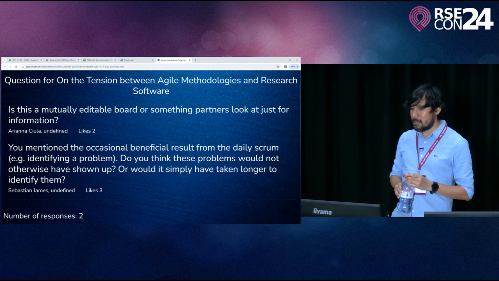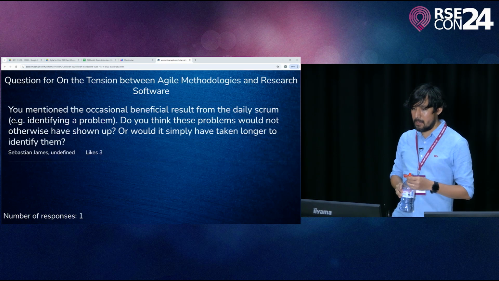You mentioned occasional beneficial results from the daily scrum, like identifying a problem. Do you think these problems would not otherwise have shown up, or would it simply have taken longer to identify them? Yeah, that's the thing, because you're checking daily with the product owner, at least in the industry, your time between something really bad happening and the team taking action is at most a day. And that's the benefit. And the price you pay for that is that many, many times you have this boring update. Is there another way of accomplishing this? They can give a phone call to your boss, maybe, I don't know. But that's the main benefit that I see from daily scrums. You can react quickly. The most delay is a day.